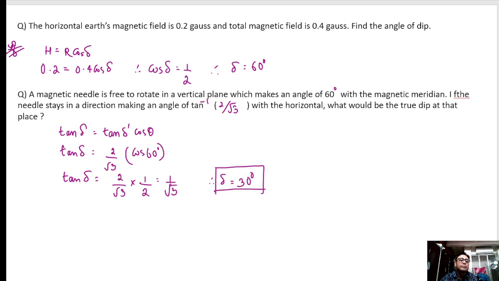Next, the horizontal Earth's magnetic field is 0.2 Gauss. So H I know. And the total magnetic field R I know. So find the angle of dip. So this is the angle of dip.